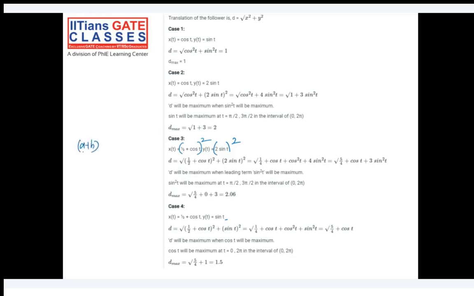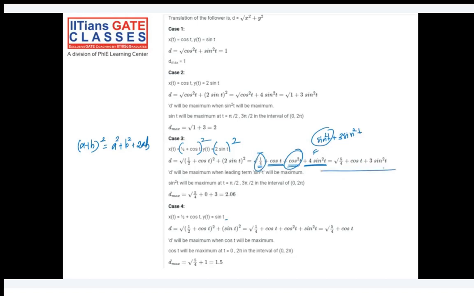What is a plus b whole square? a square plus b square plus 2ab. So using that, 1 by 4 plus 2 times 1 by 2 into cos t is cos t plus cos square t, and 2 sin t whole square is 4 sin square t. From this you can split it into sin square t plus 3 sin square t, and this sin square t and this cos square t will become 1, and that you will add with 1 by 4, you will get 5 by 4 plus cos t plus 3 sin square t. I hope you understood till this.